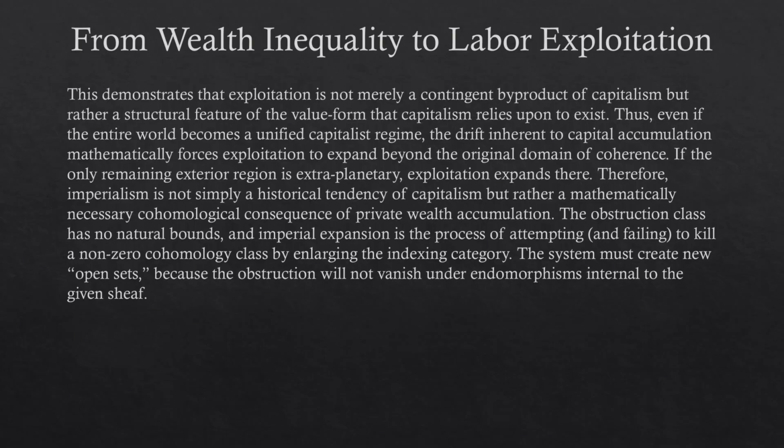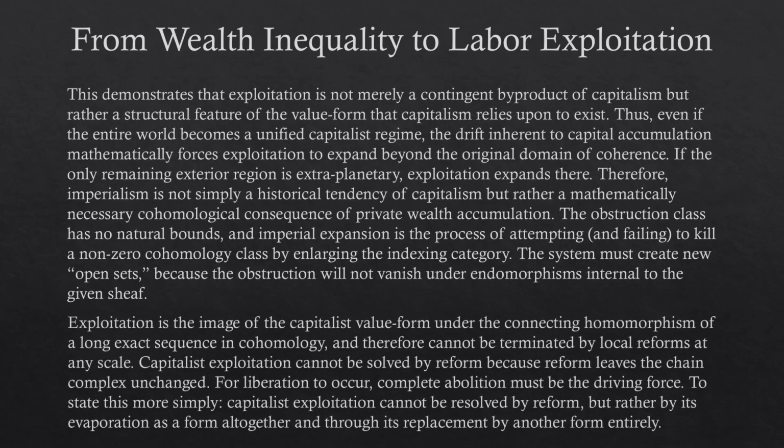Thus, even if the entire world becomes a unified capitalist regime, the drift inherent to capital accumulation mathematically forces exploitation to expand beyond the original domain of coherence. If the only remaining exterior region is extraplanetary, exploitation will expand there. Therefore, imperialism is not simply a historical tendency of capitalism, but rather a mathematically necessary cohomological consequence of private wealth accumulation itself. The obstruction class has no natural bounds, and imperial expansion is the process of attempting, and failing, to kill a non-zero cohomology class by enlarging the indexing category. So the system must create new open sets, because the obstruction will not vanish under endomorphisms internal to the given sheaf.